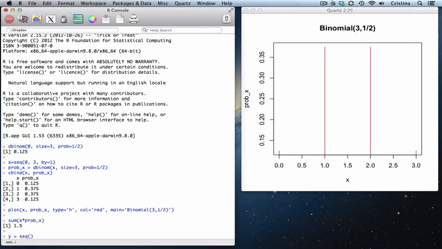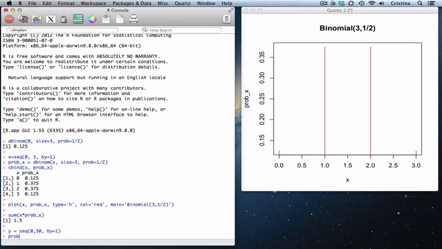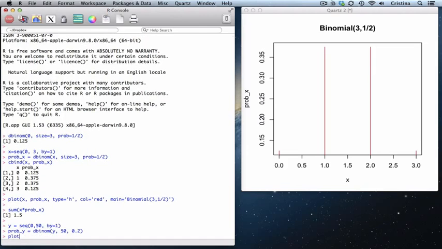Similarly, we can do this for a binomial random variable with sample size 50 and probability of success 0.2, just to get an idea of what the binomial distributions can look like.